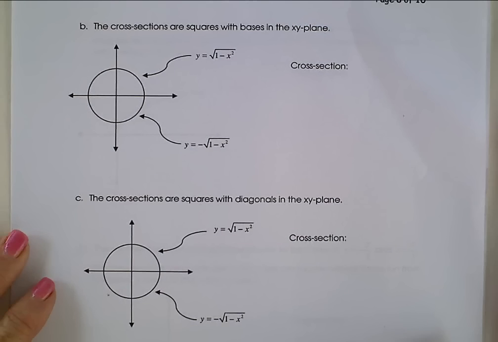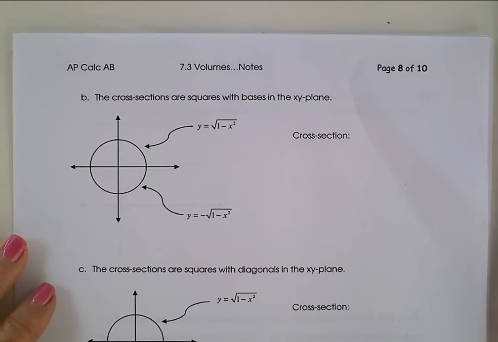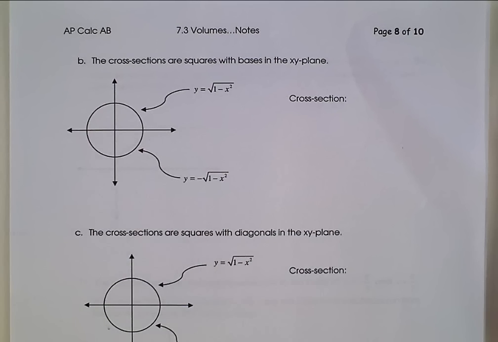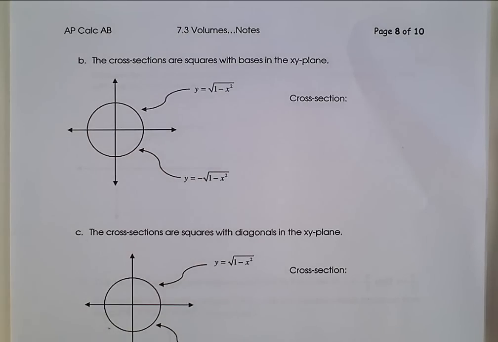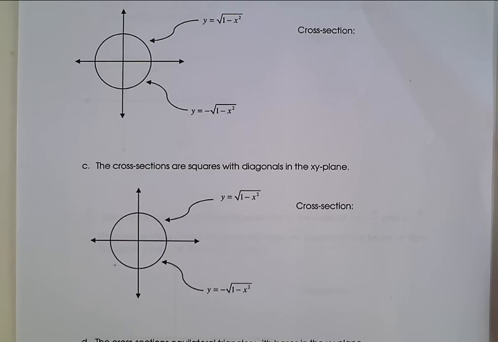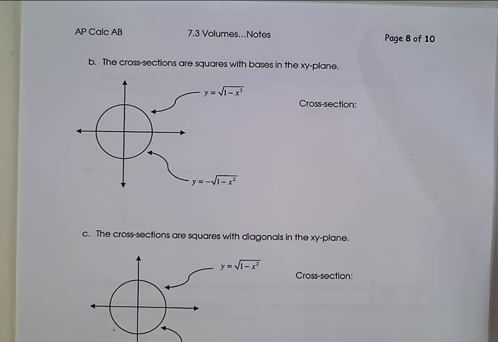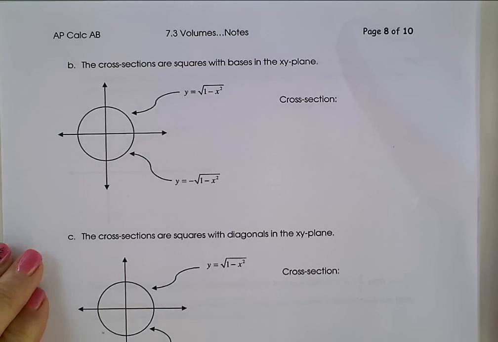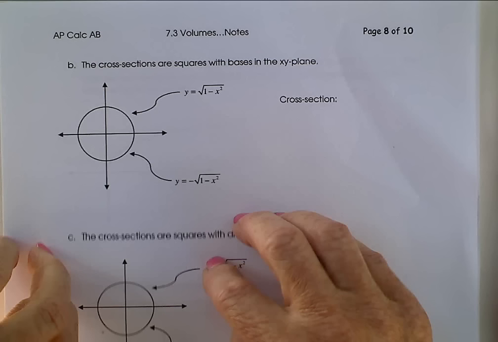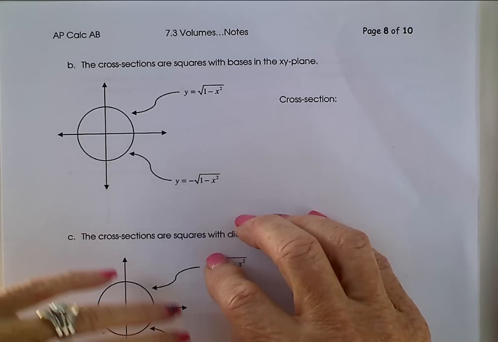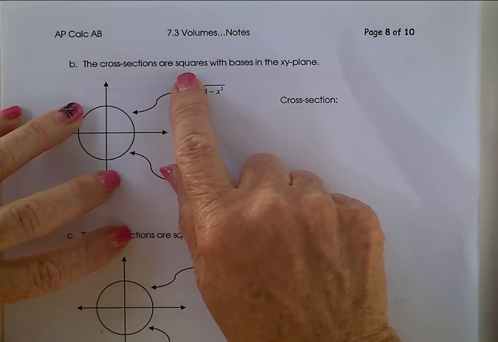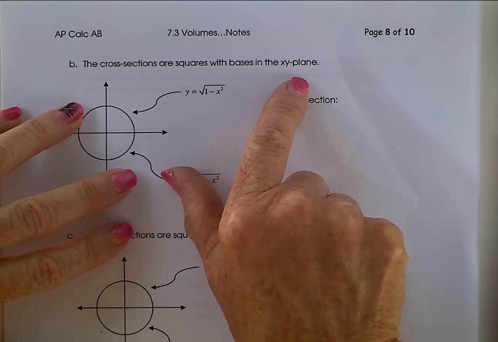AP Calculus, section 7.3, page 8. For this page, you'll notice we have the same basic area shape region here, but the volumes are going to be different because our cross sections are different. We're not going to get circles this time. The first one, we have cross sections that are squares with bases in the XY plane.